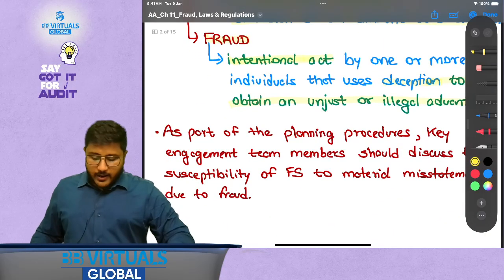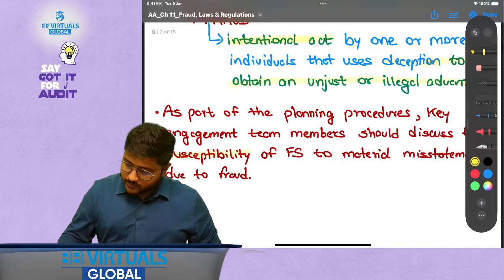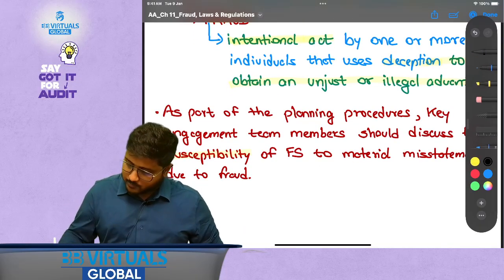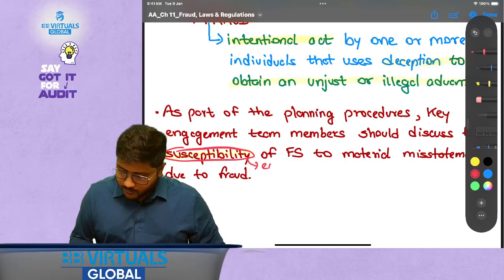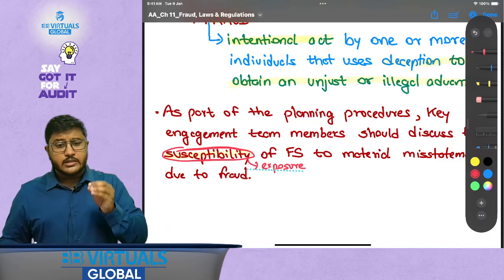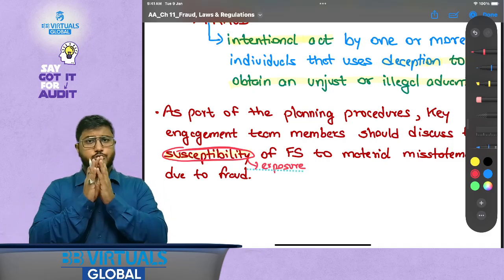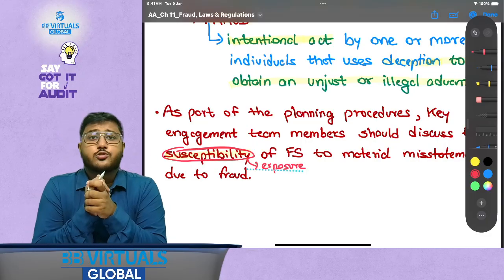Now, as part of the planning procedures, key engagement team members should discuss the susceptibility. What is the meaning of this word susceptibility? So the meaning of this word susceptibility is exposure of FS to material misstatement due to fraud. That is, when performing the planning procedures, the key audit team members should discuss what is the exposure of these financial statements towards fraud.